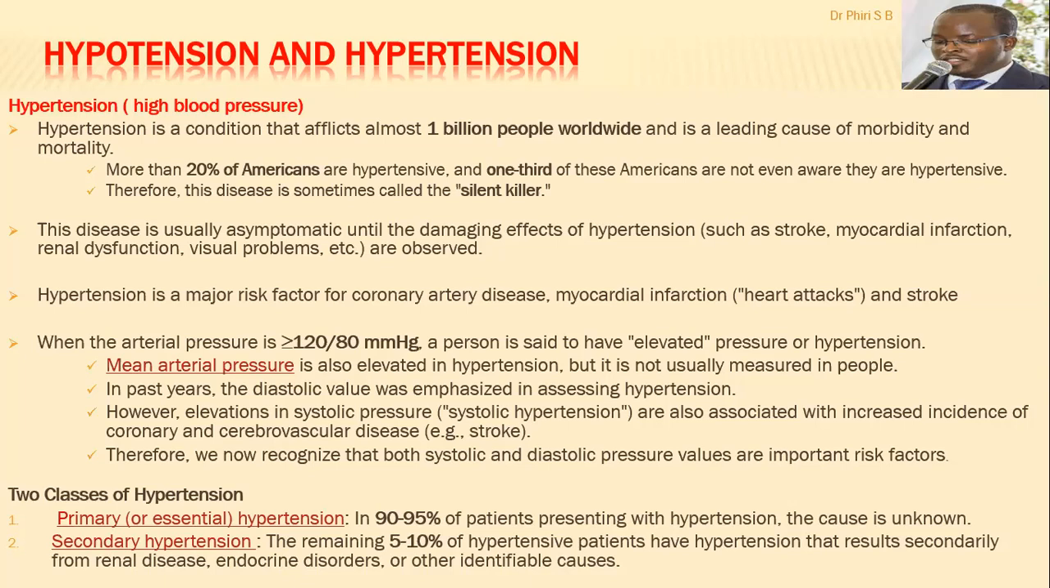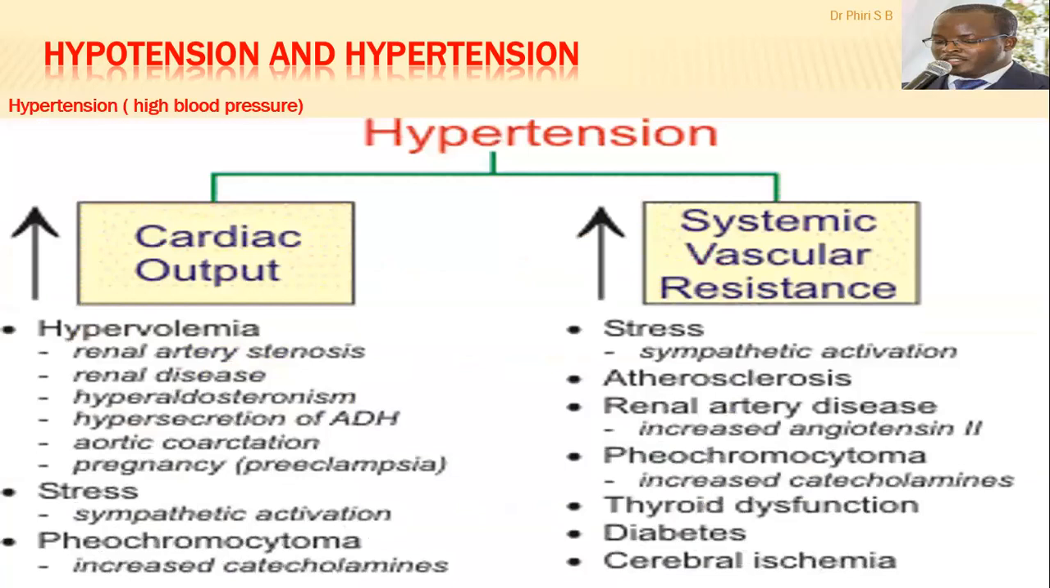It can be secondary to renal diseases, for instance. If there is no filtration taking place, blood volume will start increasing, then you have hypertension. It can be secondary to endocrine disorders due to those hormones that are involved in regulation of blood pressure, or other identifiable causes. So here the causes are known. That's why it's called secondary. It's secondary to something. So you can see here, in hypertension, you have cardiac output and systemic vascular resistance.